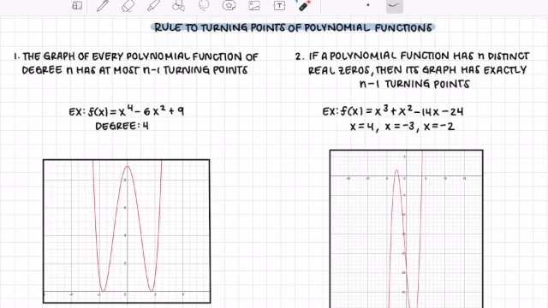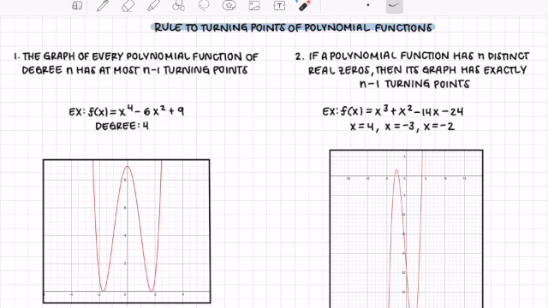Cool. So with any degree, for example if you have a degree of 10, you can have at most 9 turning points. If you have a degree of 100, you can have at most 99 turning points. And so that's the rule that we like to follow when we're looking at turning points.